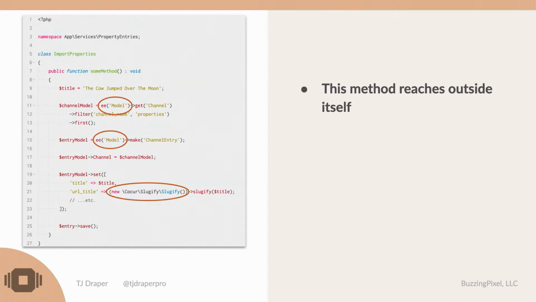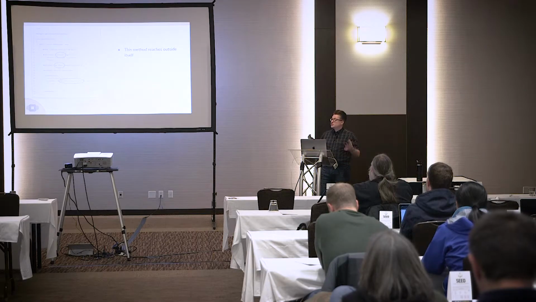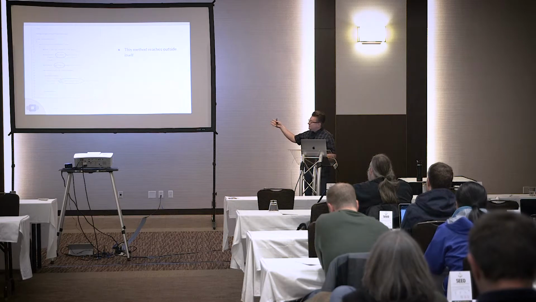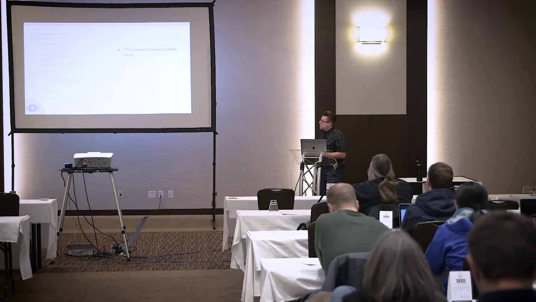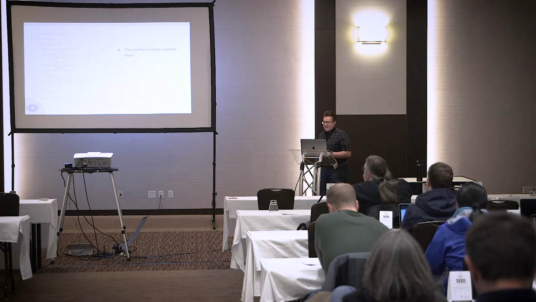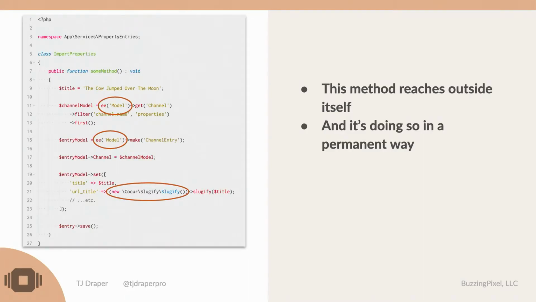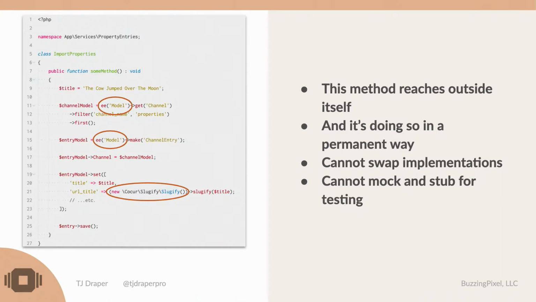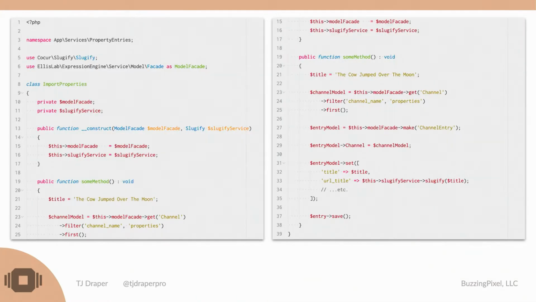So when you try to do stuff like unit testing and maybe the ExpressionEngine context is not available, then it's going to fail. It's going to reach for that. It's going to use the EE global function, and it's not going to exist. And it's really just kind of bad application design. It's doing this in a permanent way. It's reaching outside itself and trying to get what it needs, and it's doing it in a permanent way. It means that we can't swap implementations. We can't mock or stub for testing. There's a lot of problems.